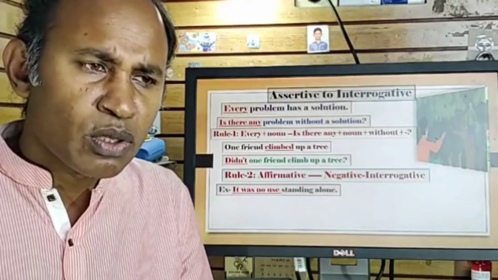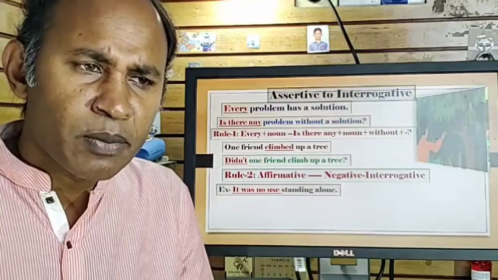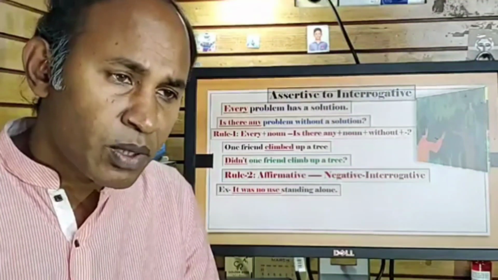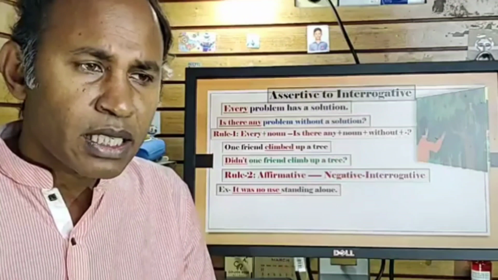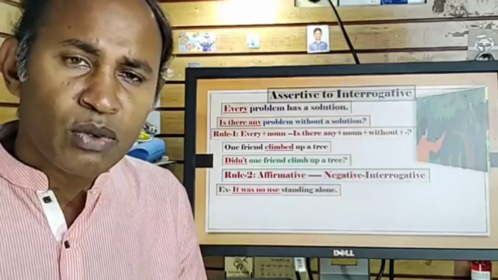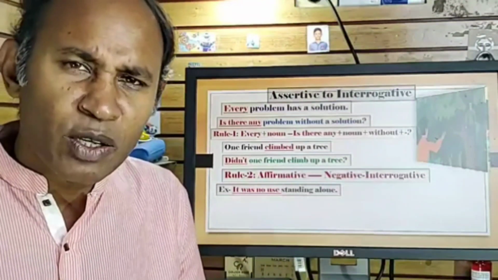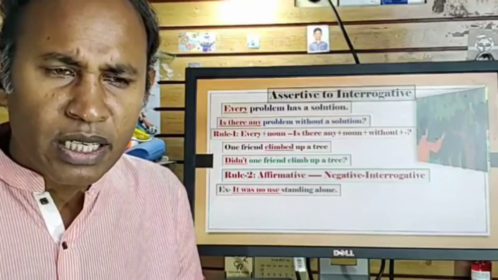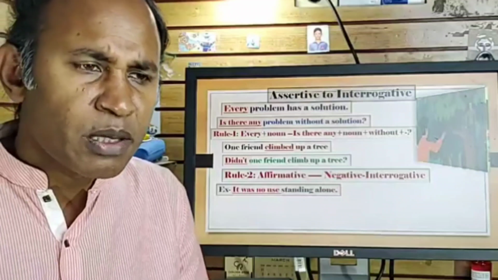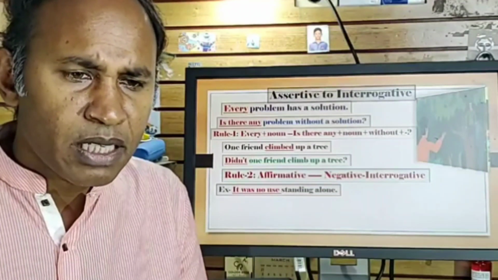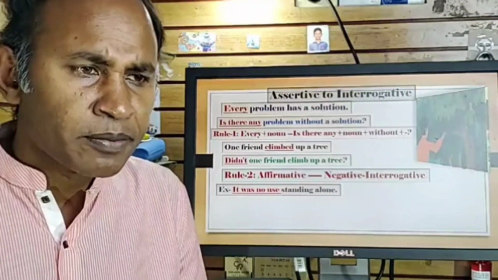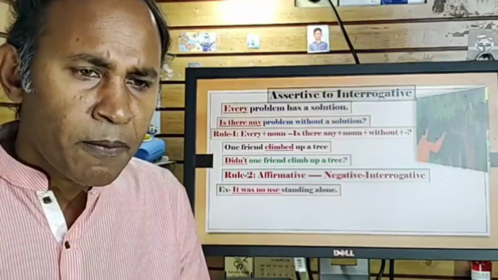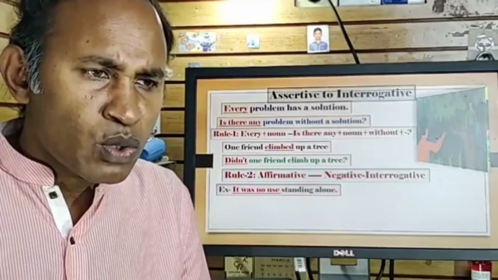The frequently used rule is that if the sentence is affirmative, then you have to make it interrogative by making it negative interrogative. That means if the sentence is affirmative, then we have to make it negative interrogative. Any kind of sentence: he goes to school, didn't he go to school; he went there, didn't he go there. Right, any sentence we can make interrogative by making it negative interrogative: didn't one friend climb up a tree. Right answer, good, very good, fine, thank you.